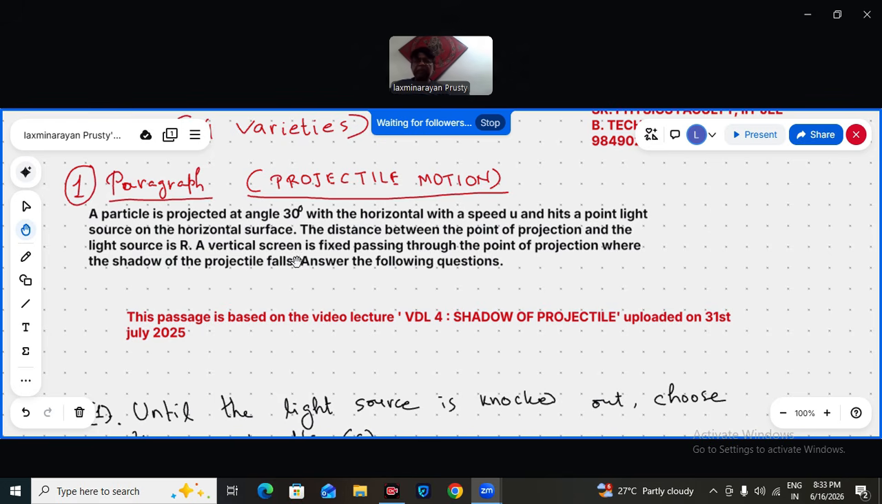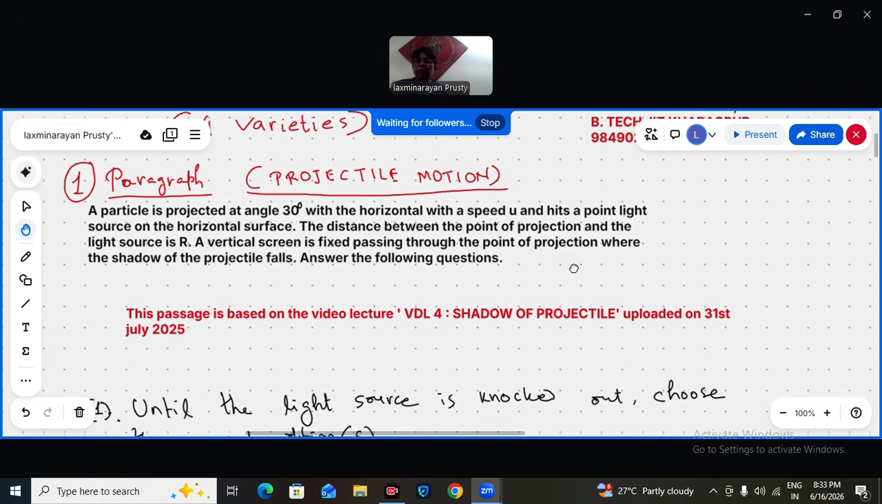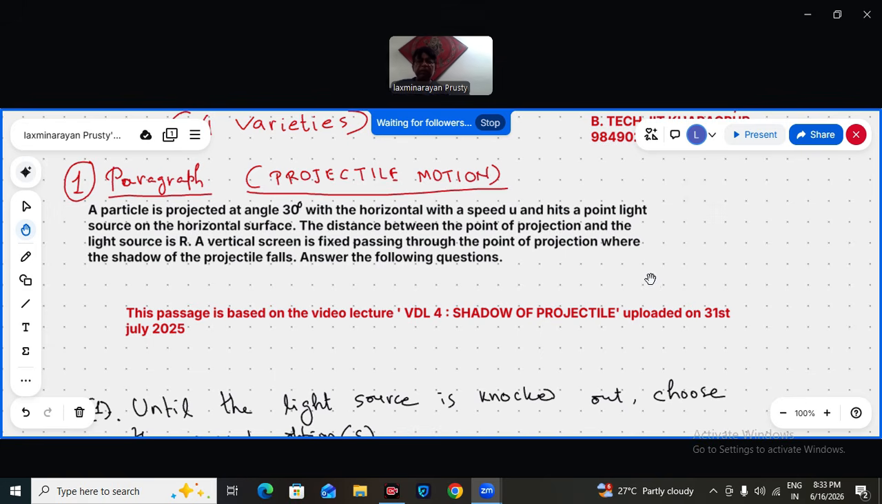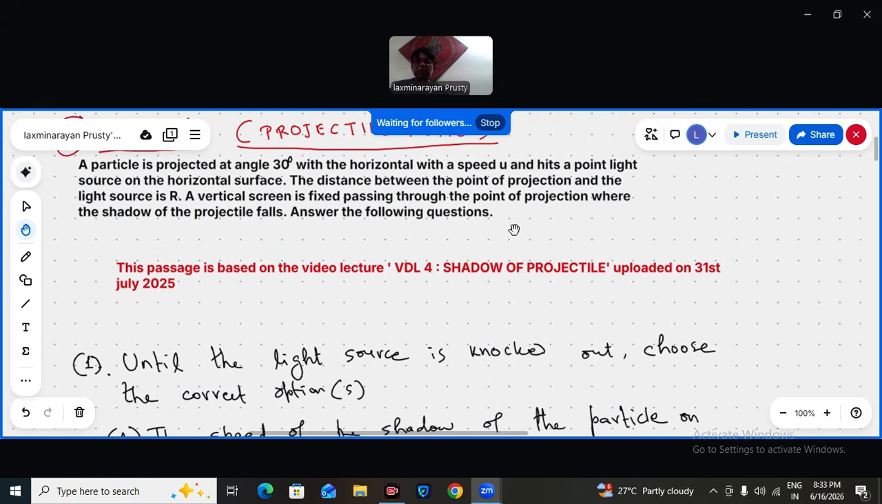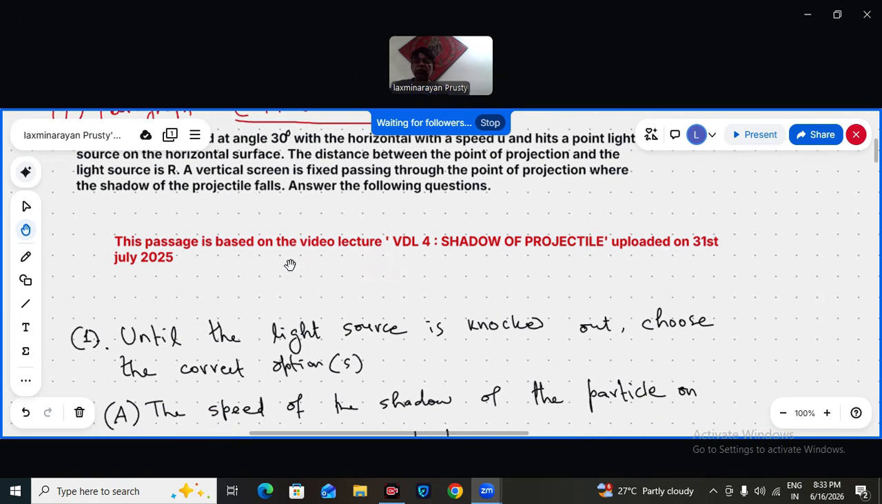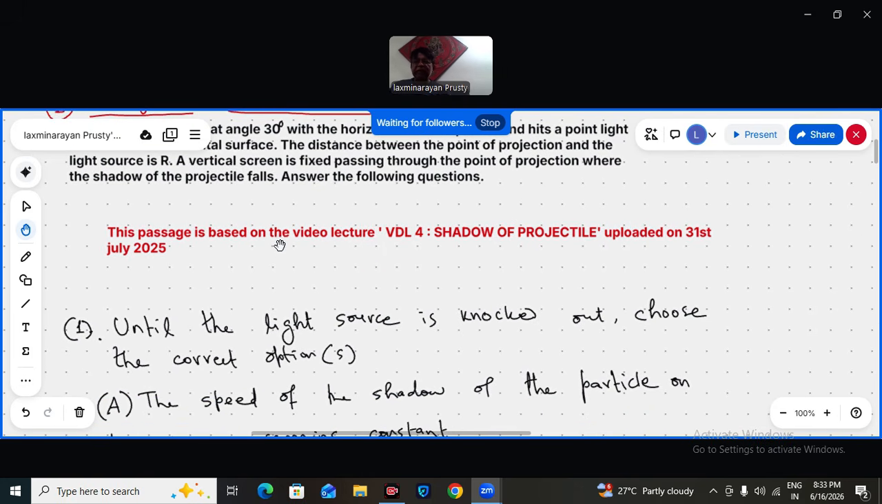A vertical screen is fixed passing through the point of projection, where the shadow of the projectile falls, because the point before being struck by the projectile is a light source. So now answer the following questions. This is the passage based on video lecture VDL 4, shadow projectile, uploaded on 31st July.